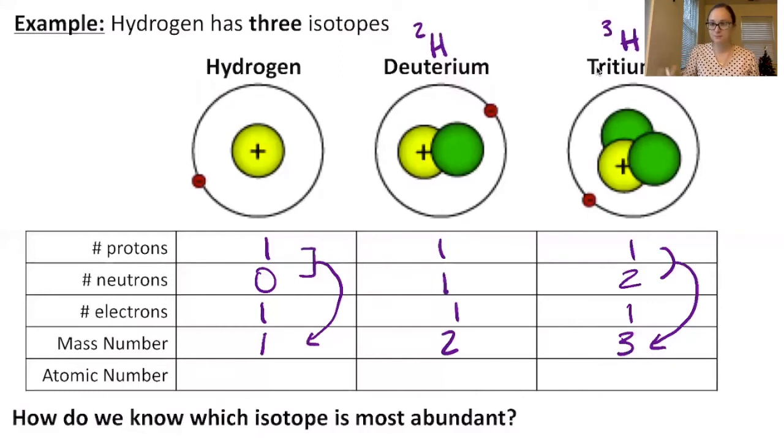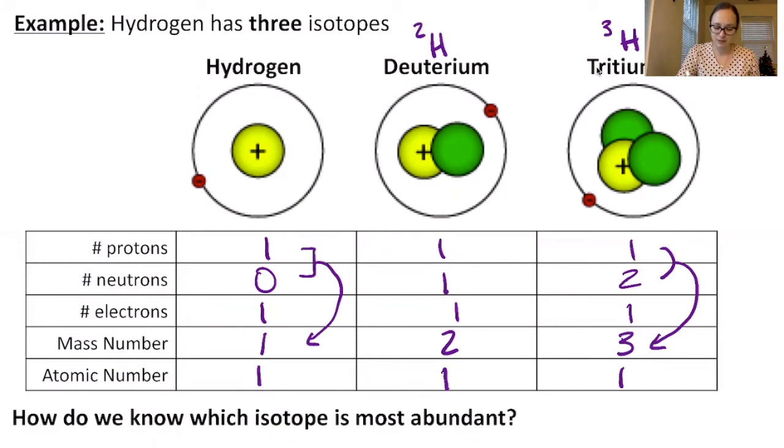And then lastly, what is our atomic number? So for all cases, your atomic number is defined by how many protons you have. So we have 1 in each. So that's our atomic number across the board. All of these are the same atom. They're just isotopes of that atom.